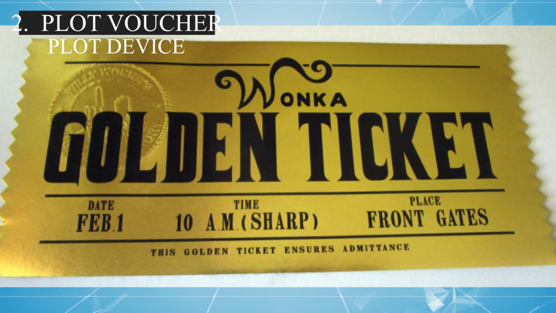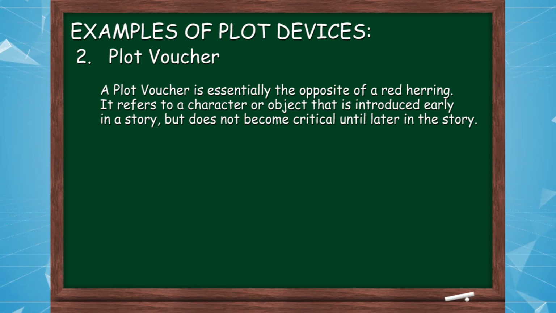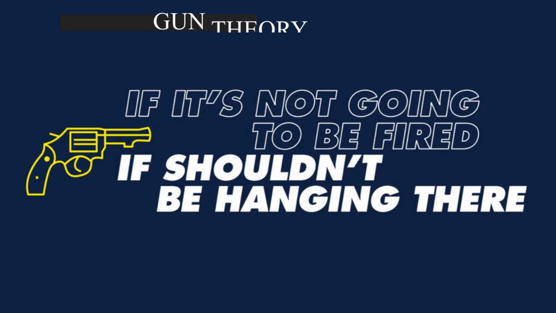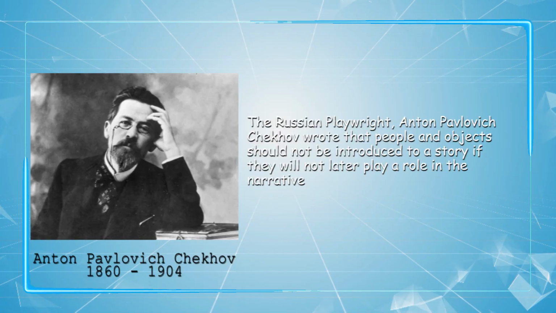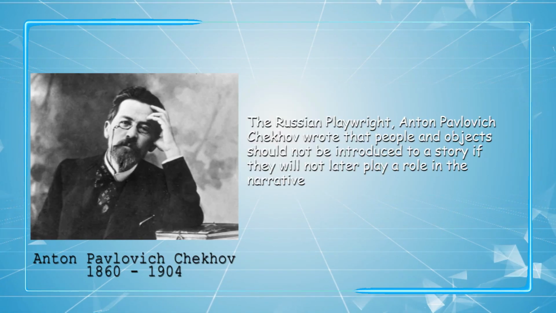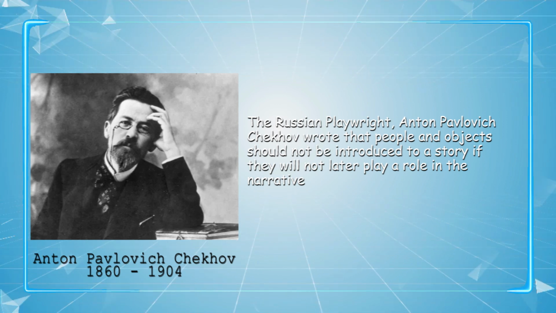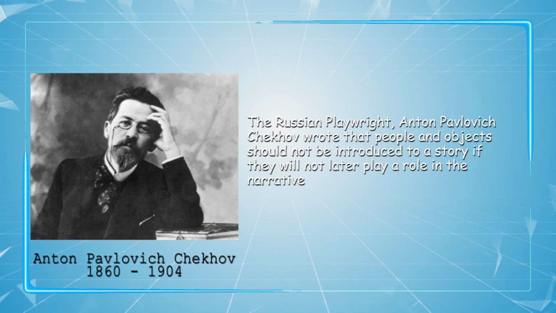Number 2, plot voucher. A plot voucher is essentially the opposite of a red herring. It refers to a character or object that is introduced early in a story, but does not become critical until later in the story. This follows Chekhov's gun theory. The Russian playwright Anton Pavlovich Chekhov wrote that people and objects should not be introduced to a story if they would not later play a role in the narrative.